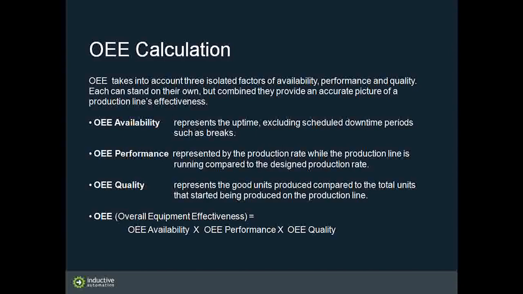So OEE availability, that's really your uptime, excluding scheduled downtime periods such as breaks. Performance, represented by the production rate while the production line is running, compared to the design production rate for that production line. And then quality, how many good units are produced compared to the total units that started being produced on the production line. So when you're really calculating OEE, you're looking at a combination of the OEE availability times the OEE performance times the quality that comes out.